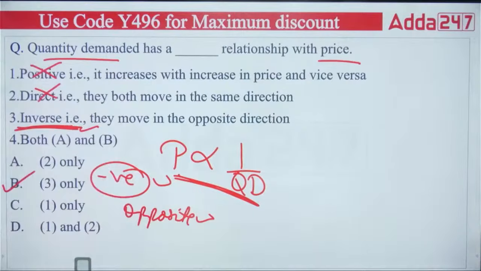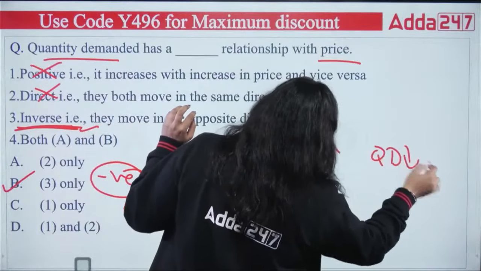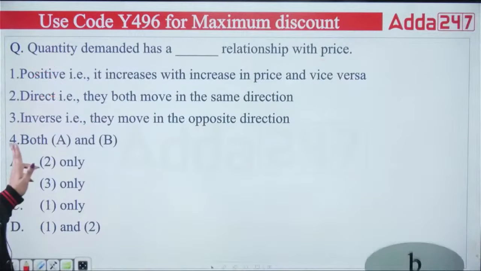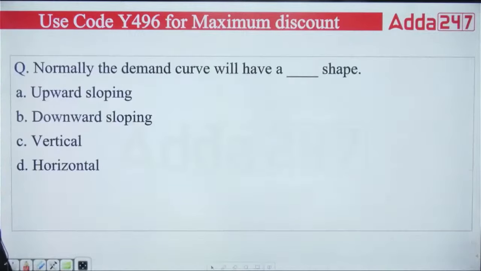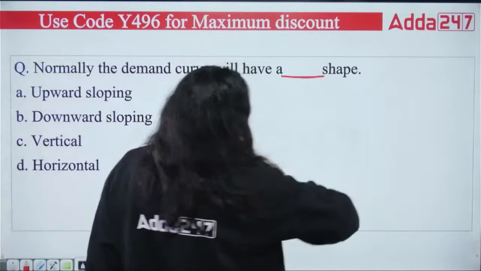Okay, they move in what? They move in opposite direction. When the prices are rising, your quantity demanded will decrease. They move in opposite direction. Okay, so the right answer is B. Clear? Next question we have: normally the demand curve will have a dash shape.